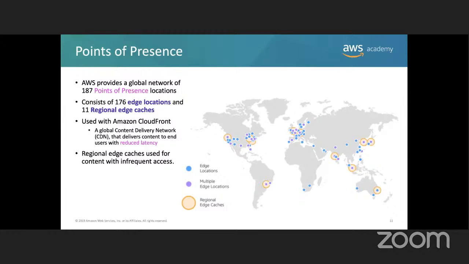I have access to one course, AWS Fundamentals, and they don't explain the regional edge caches. Maybe the material is not updated yet. Is that what you mean? Yeah, exactly.